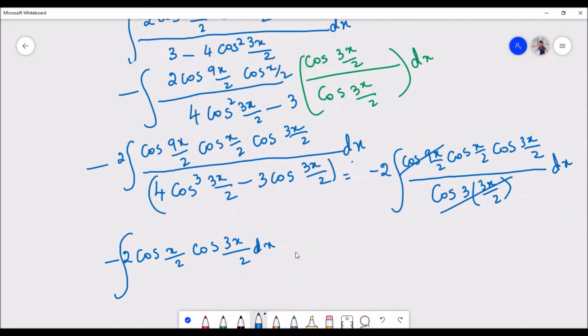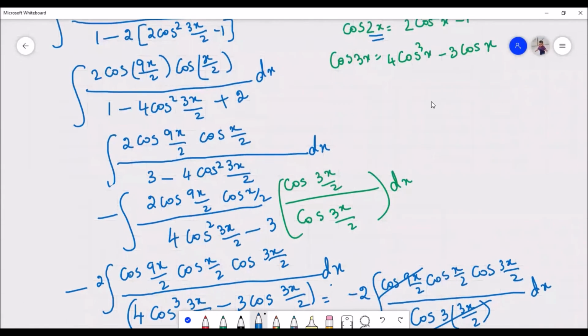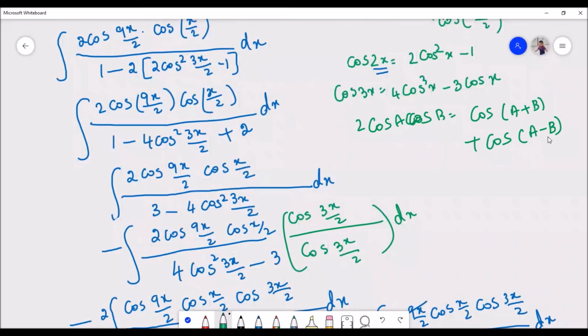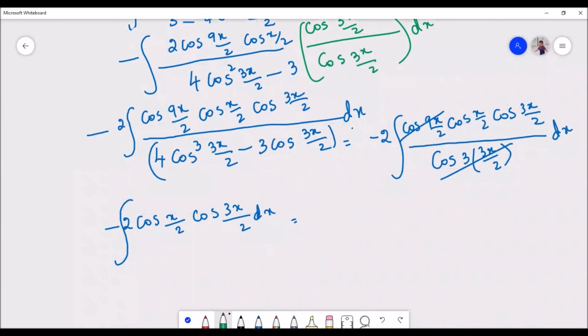It is in the form of 2 cos a cos b. Let me write this formula again. So many trigonometry formulas we are using here. The trigonometry formula here: 2 cos a cos b is cos of a plus b plus cosine of a minus b. So once we were able to split the function, it is very easy to integrate. Let me use this formula now here.